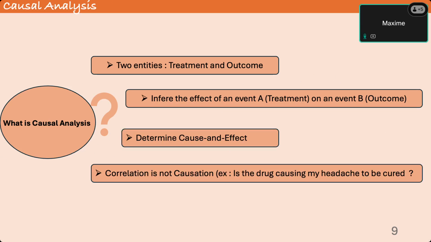In causal inference, we used to say that correlation is not causation. Let's take this example. Is the drug causing my headache to be cured? If I had a headache and I take a drug, will the drug cause my headache to be cured? Or maybe if I go to sleep, that will make my headache go away. So we cannot just say in one go that the drug is causing the headache to be cured. We have to take several parameters, several circumstances into account. That is the task that causal analysis helps us to do.